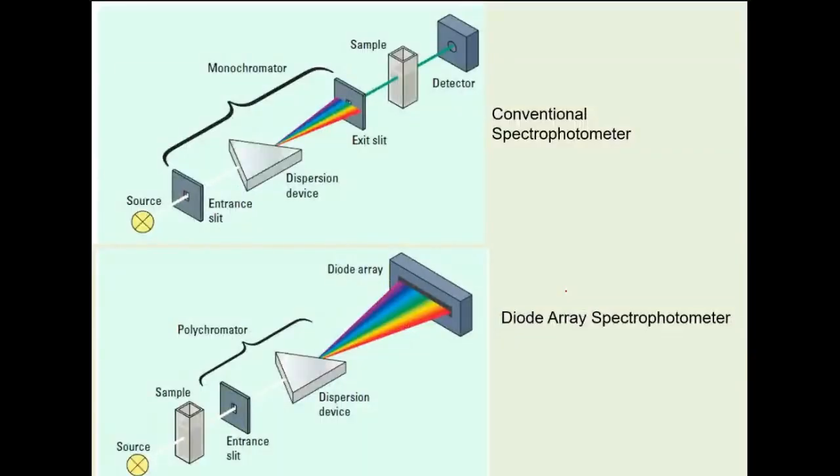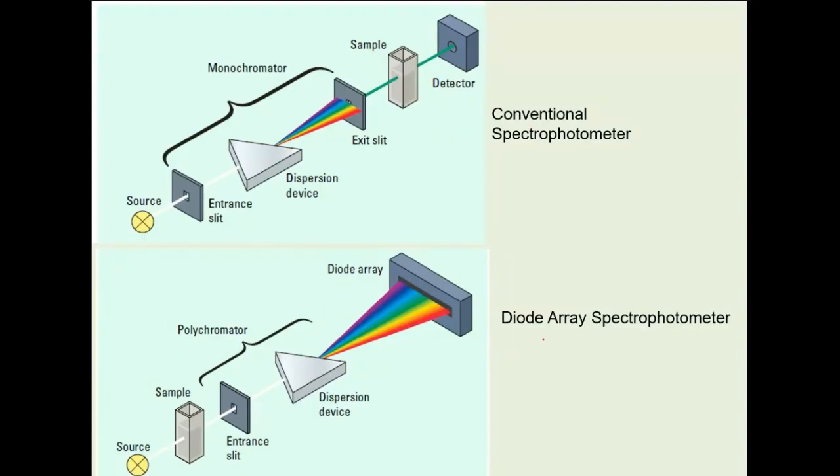In the case of a conventional spectrophotometer, the general order of the orientation of the optical components is light source followed by slit, then a monochromator prism, then the sample, and ultimately the detector. Light passes through the sample, and whatever light is transmitted will reach the detector. This is the conventional optics of the conventional spectrophotometer.